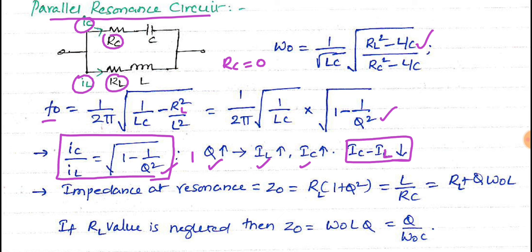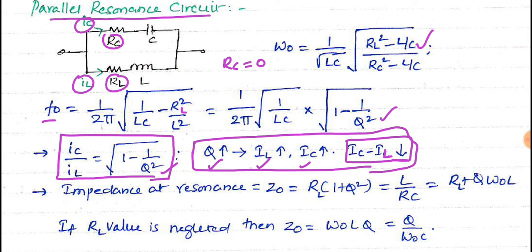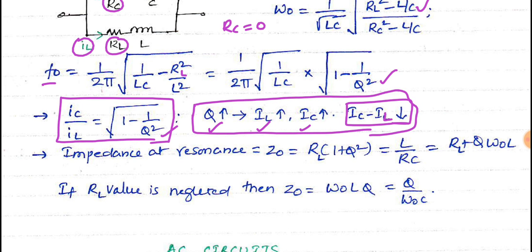So this is one of the competitive exam questions they asked here. What happens when the quality factor of a parallel RL circuit increases? What about the current flowing in the inductor and capacitor? Options: both increase, both decrease, increase, remain the same. Okay, so both are going to increase, but the difference between them is going to remain at a very small value.